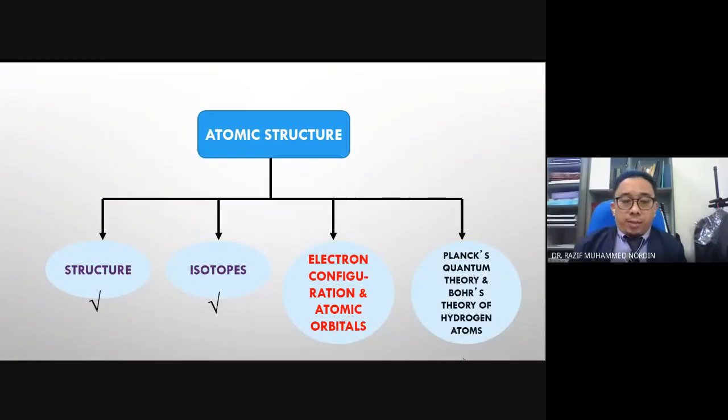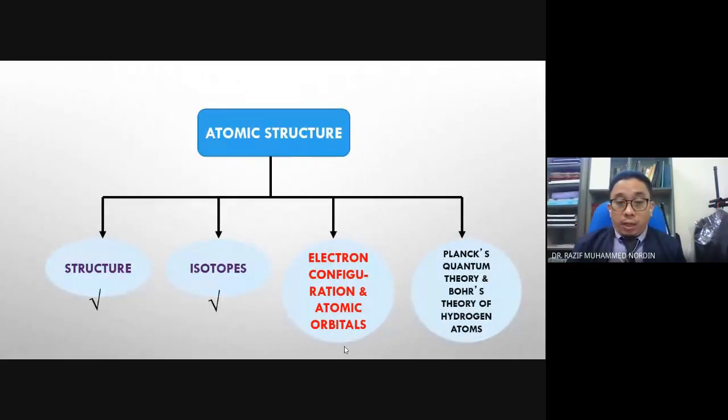So for atomic structure, we're going to take a look on the structure itself, the isotope. Okay, only two for today lah, structure and isotope. But when we discuss about atomic structure, we also need to understand on the electron configurations and atomic orbital, and then both theory and theory of hydrogen atoms.